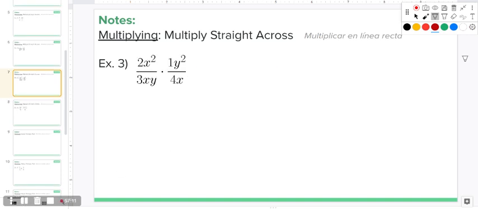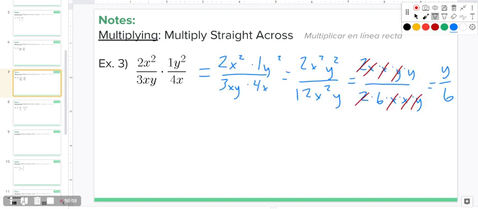Going to get some more practice here with example 3, working in some different variables here. I'll pause my screen, I'll work through the problem, and you can check it against your work once you are done. So here's the solution and work for example 3, ending with a final answer of y divided by 6.